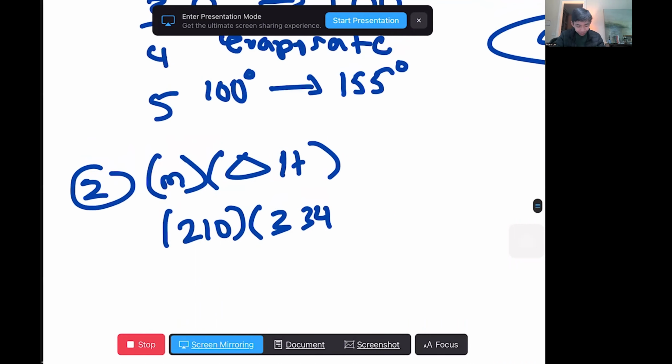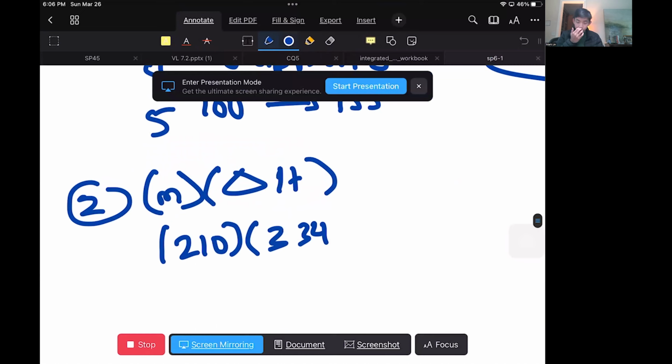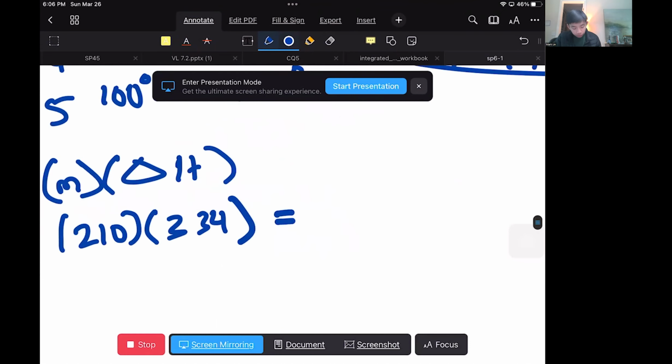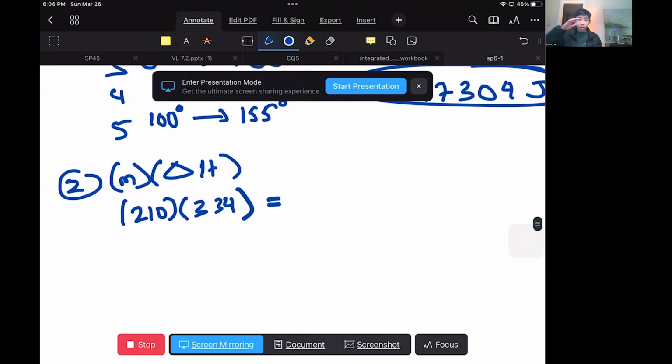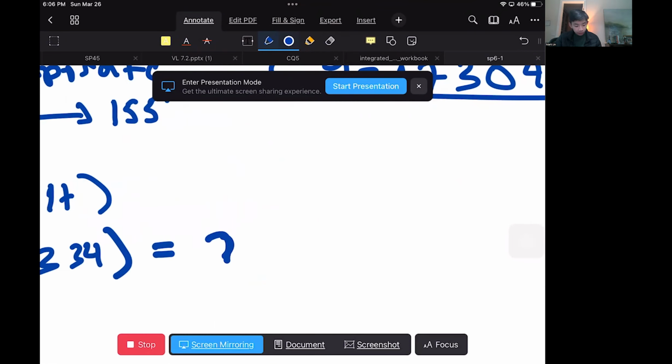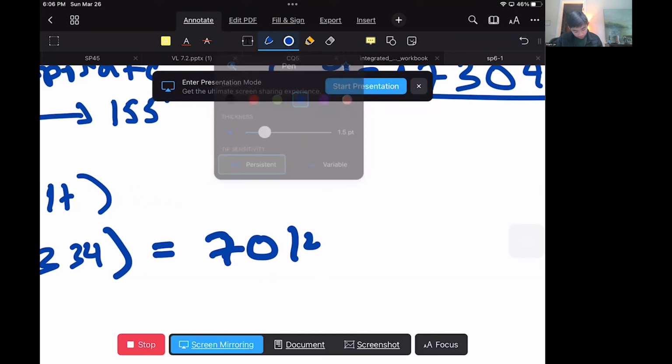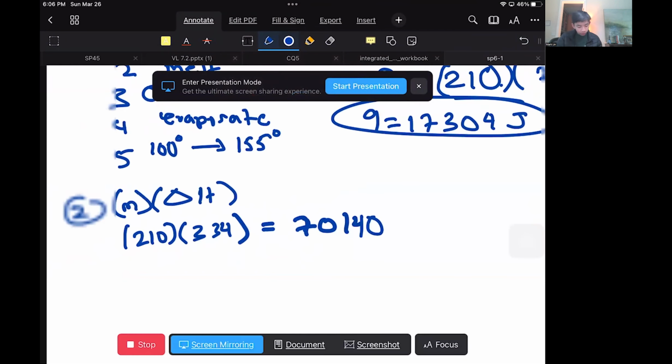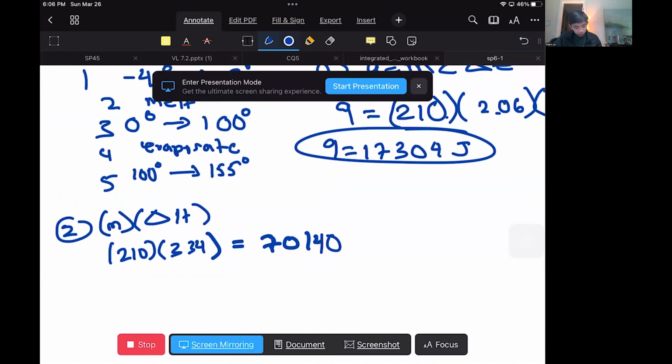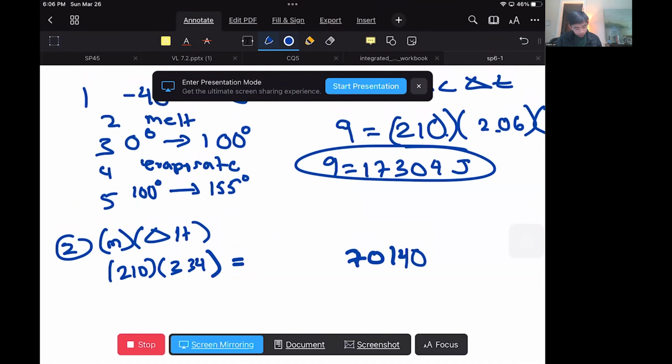Okay, so we're at 210. We have our mass 210 times our enthalpy, which is going to be 334 joules per gram. Then we multiply this out, because this is going to be our phase change from ice to water, our melting change. It's going to give us 70,140. All right, cool. So this over here is your Q.